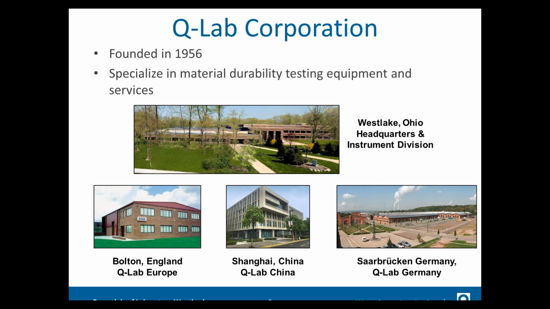QLab was founded in 1956, where we started manufacturing standard test substrates for paints. We still manufacture those today, but since then we now specialize in material durability testing equipment and also testing services. Our primary manufacturing location and headquarters is located in Westlake, Ohio, just outside of Cleveland. We also have offices in Bolton, England, Shanghai, China, and Saarbrücken, Germany.